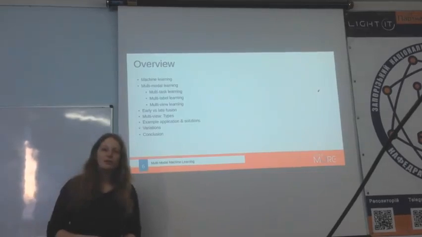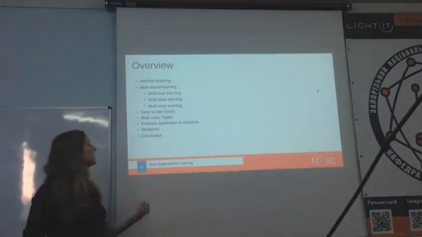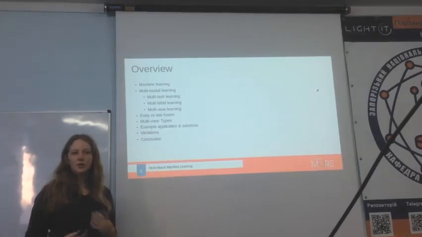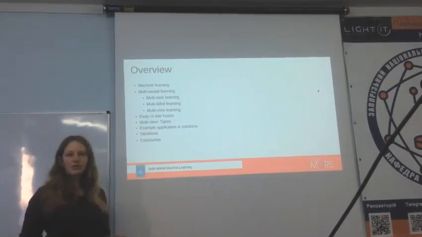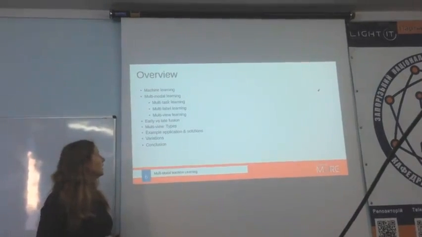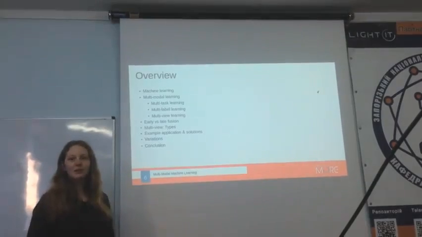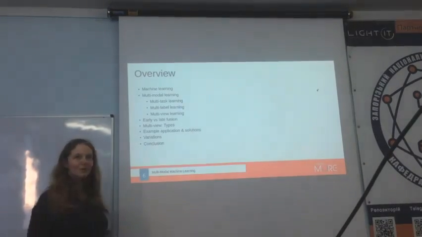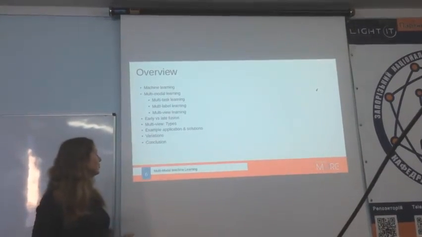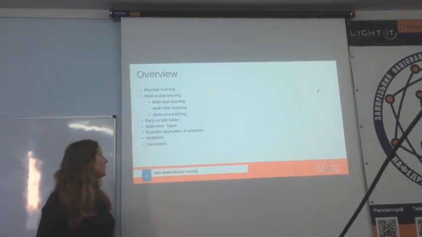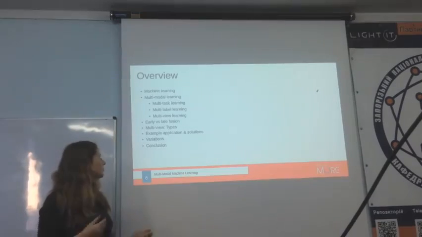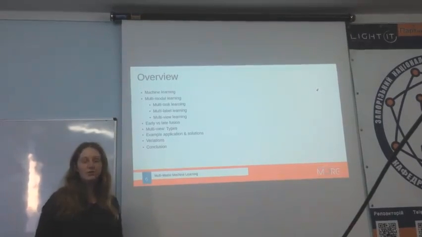A bit of an overview of what I will talk about. I will go shortly into machine learning. Then I will talk about multimodal learning and a couple of the most important tasks there: multitask learning, multi-label learning, and multi-view learning. My previous research was mostly about multi-view learning, so you will see that the rest of the talk will be all about multi-view learning. I will talk about early and late fusion a couple of times. I will show an example application and how we solved it. And I will also talk about some variations and finish with a conclusion.